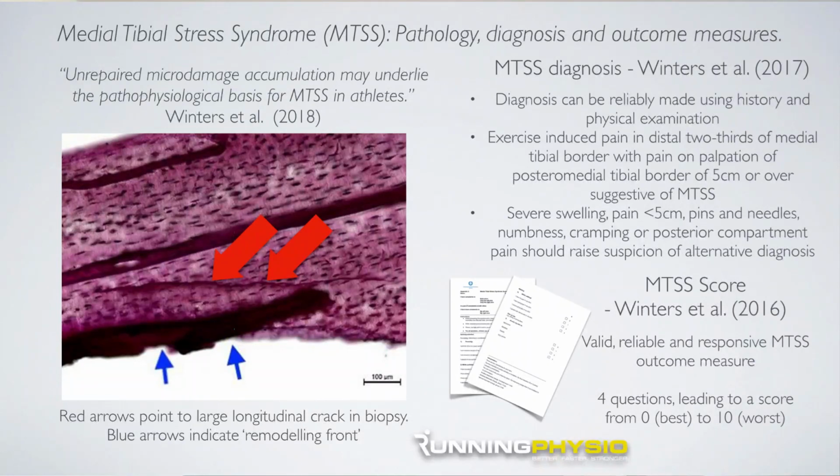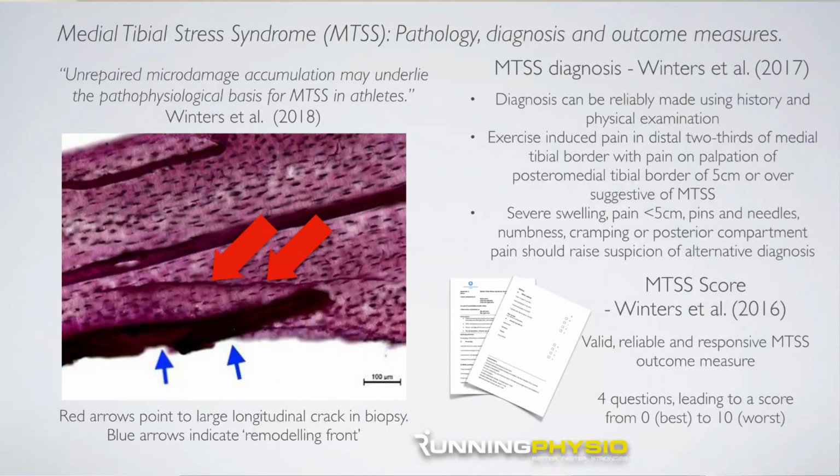Now, another diagnostic criteria here is you would expect to have pain on palpation of the posterior medial tibial border of 5 centimeters or more. That would be suggestive of medial tibial stress syndrome. If there are other symptoms such as severe swelling, pain that covers an area smaller than 5 centimeters, pins and needles, numbness, cramping, or symptoms that are more in the calf and posterior compartment, that might suggest an alternative diagnosis, or it may be that there's a coexisting issue there to consider.